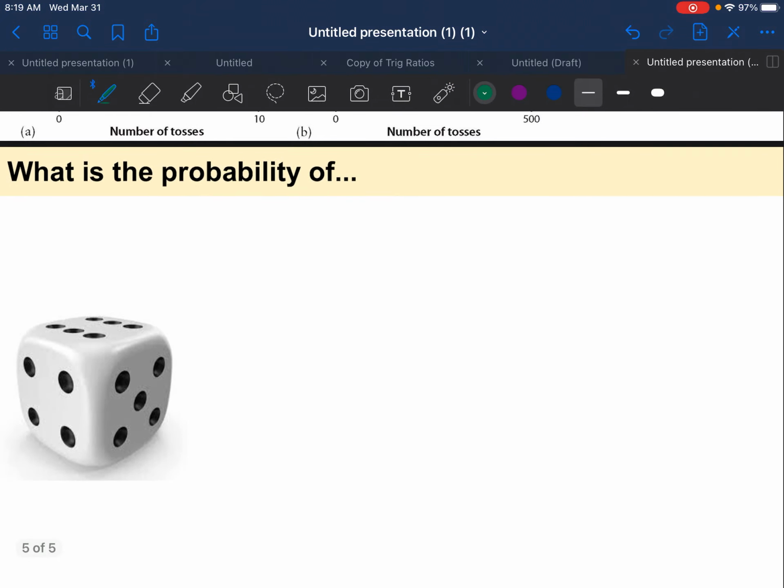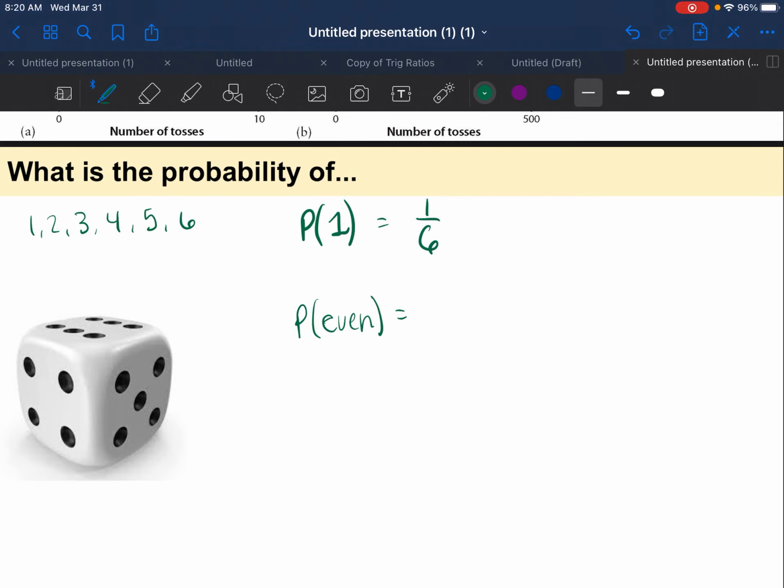So let's think of one last example. What is the probability of getting 1? So I know on a die, I have 1, 2, 3, 4, 5, 6. What's the probability of getting 1? 1 over 6. What's the probability of getting even? So even would be 2, 4, 6. So that's 3 over 6, 1/2.